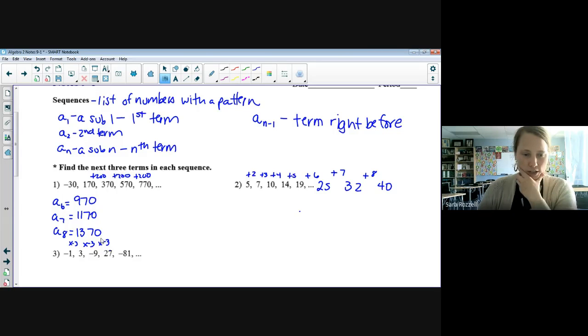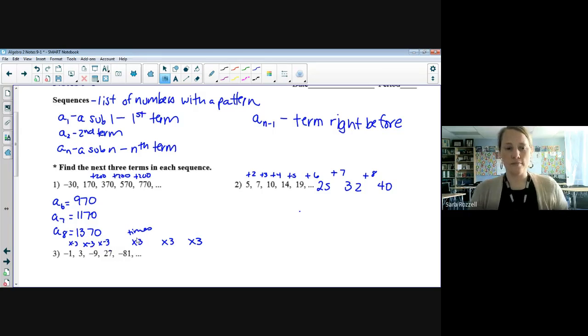That looks like x minus 3. These are like times. So we're going to do times 3 to get our next 3 numbers. So negative 81 times, not the regular 3, negative, sorry. Negative 81 times negative 3 is 243. Do it again. Negative 729. And then 2187.